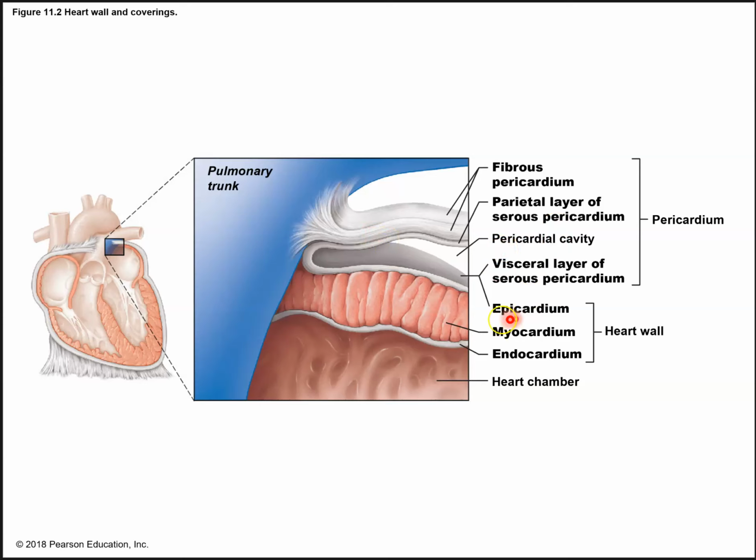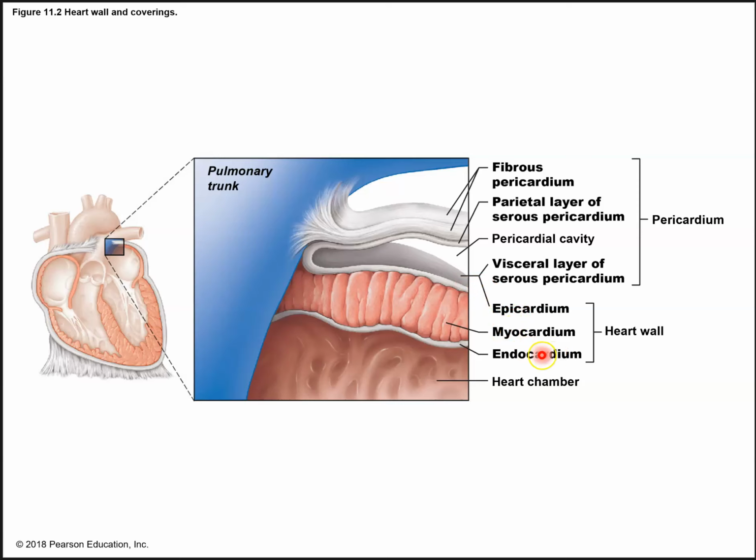Now, the epicardium is a part of the visceral layer of the heart, and the epicardium consists of mesothelium, which is just a layer of simple squamous epithelium which constantly secretes the serous fluid that you find in the pericardial cavity. So the simple squamous epithelial tissue is also surrounded by areolar tissue.